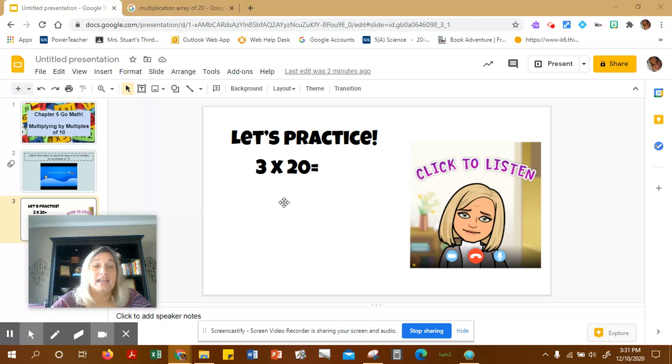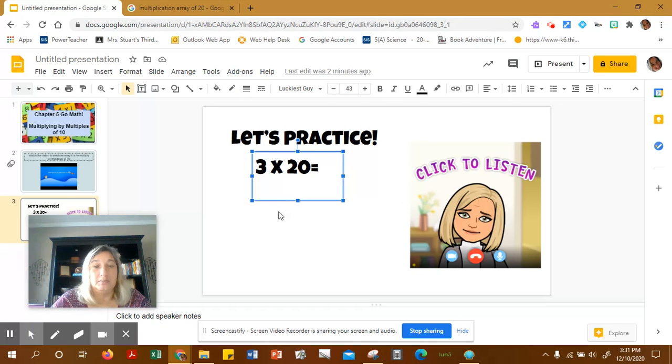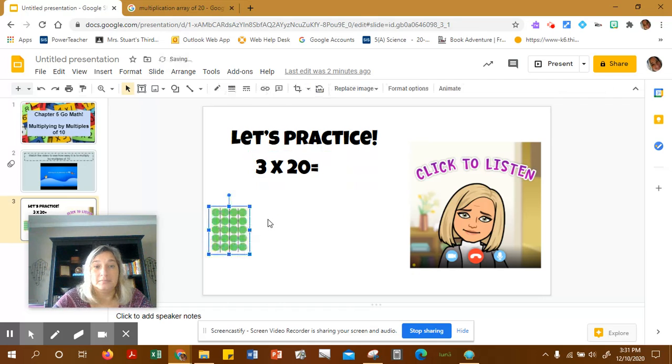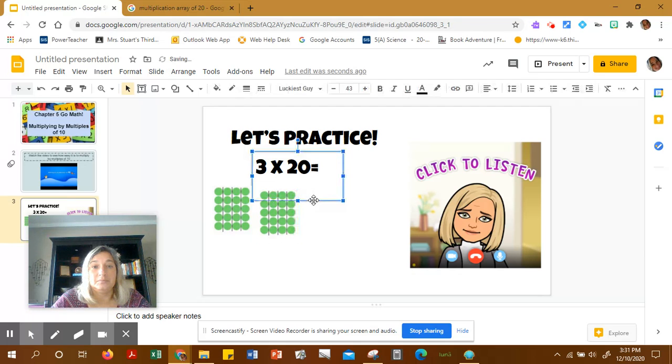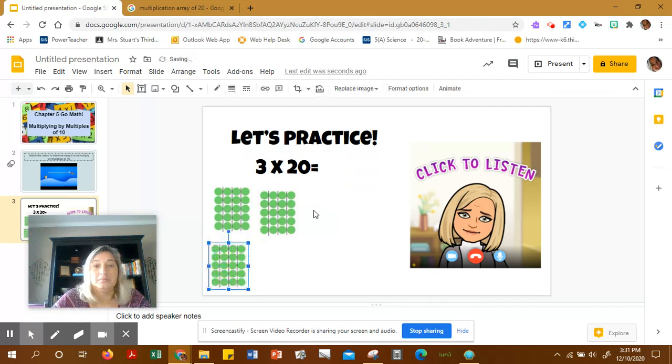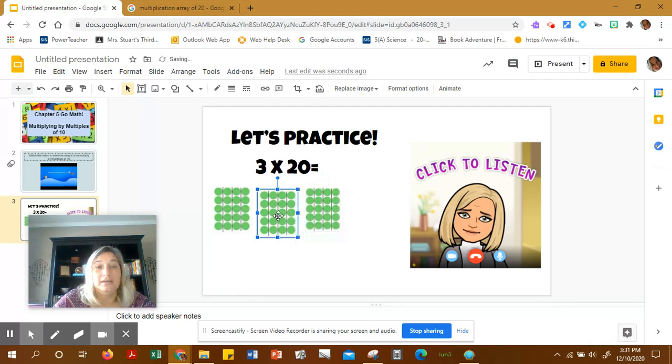Well, the first thing I could do is draw a picture. I could draw my arrays. And here I would have 3 groups of 20. Here's one group. Here's another group. And here's another group. So I can take my 3 groups of 20 and count all those up to come up with my answer of 3 times 20.